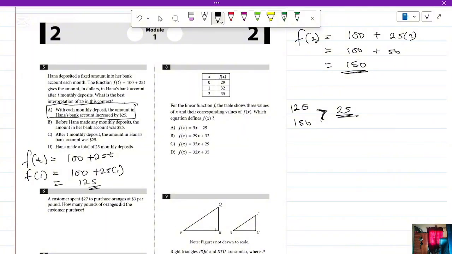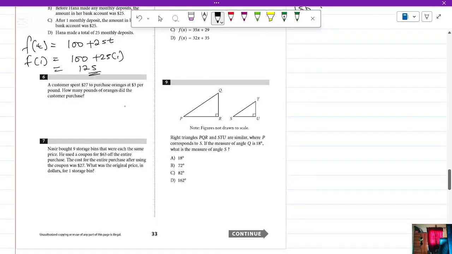That is number 5. Now, number 6. A customer spends $27 to purchase oranges at $3 per pound, right? How many pounds of oranges did the customer purchase? Okay, this is very much simple, right? So this is 27 in total over $3 per one, so that's going to be what? 9. So 9 pounds in short. Very easy.